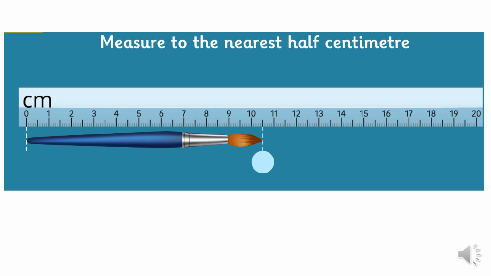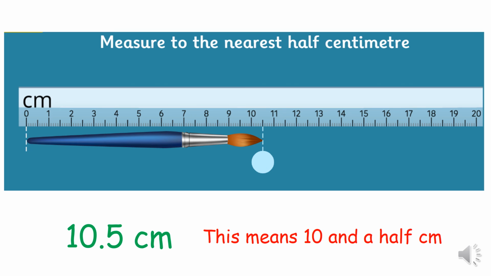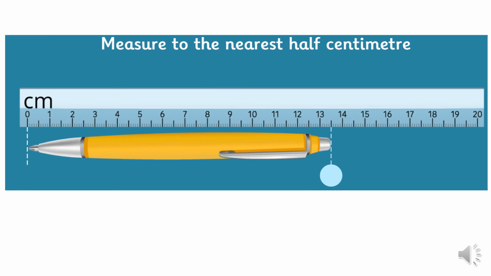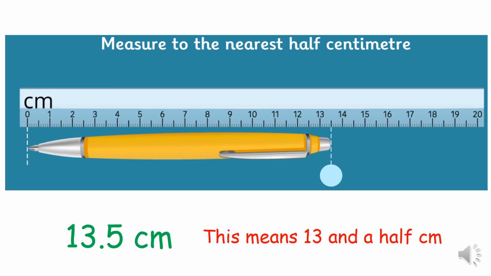You might be able to help me with this problem now. How long is the paintbrush? The paintbrush is 10.5 centimetres long. How long is the pen? The pen is 13.5 centimetres long. It's a little bit trickier because it's halfway between 13 and 14, 13.5 centimetres.